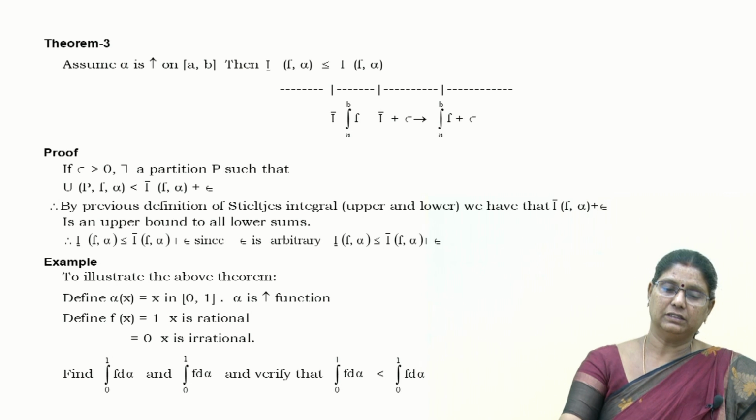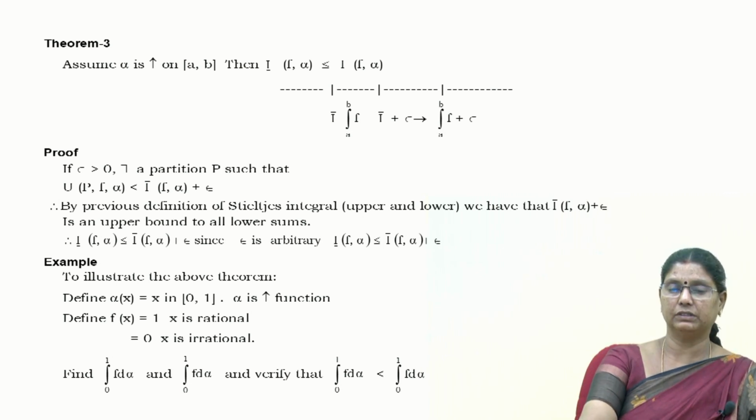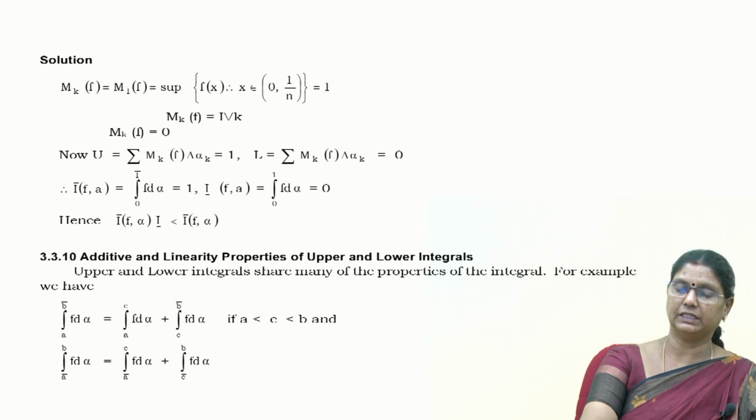To illustrate the above theorem, they have given an example. Alpha of x is equal to x on the closed interval, and alpha is given as an increasing function. Here we define f of x equal to 1 if x is rational, and 0 if x is irrational, and we verify the above condition.